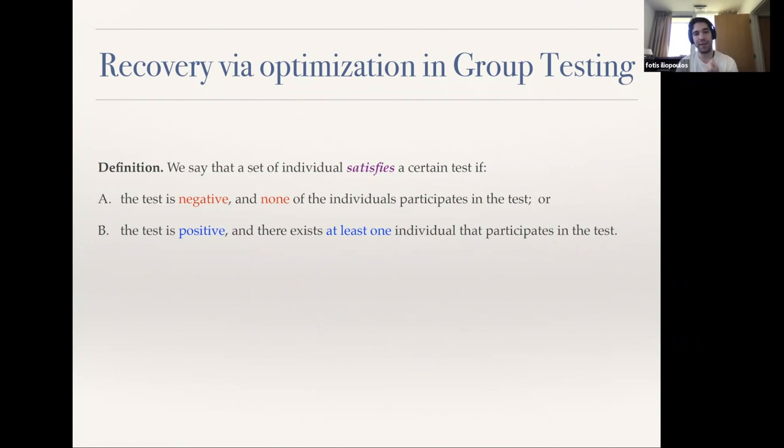We will say that a set of individuals satisfies a certain test if one of the two following things holds. A, if the test is negative, then none of the individuals should participate in the test. B, if the test is positive, then there exists at least one individual that participates in the test. Okay, in that sense, the notion of satisfying a test is basically that this set of individuals is consistent with the outcome of this test. Okay, does this make sense?